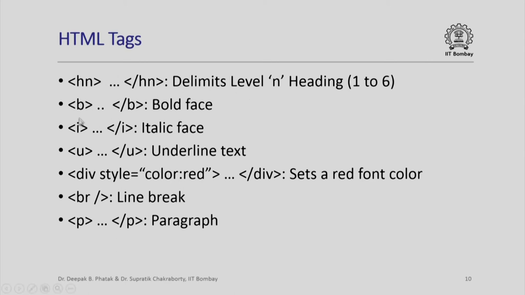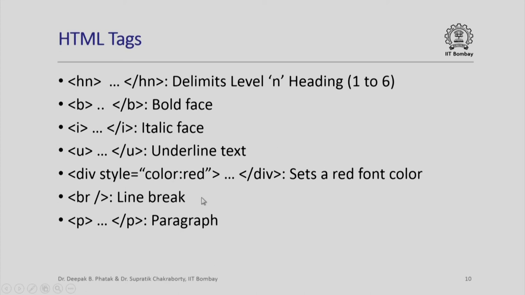B and slash B contain text which will be shown as a bold face. Any text which you want in italic should be enclosed between I and slash I. Any text that you want to underline should be enclosed between the pair U and slash U. If you want to display some text in a different color, then you say div style equal to color colon red and then slash div. So this is a component of your body which you want to be shown in red color. If you want blue, you can write blue here. If you want black, you can write black here.